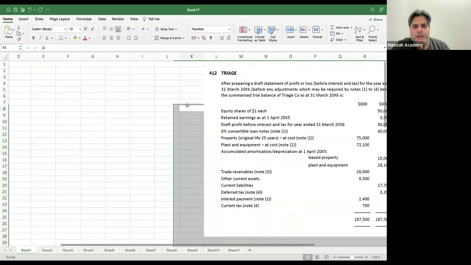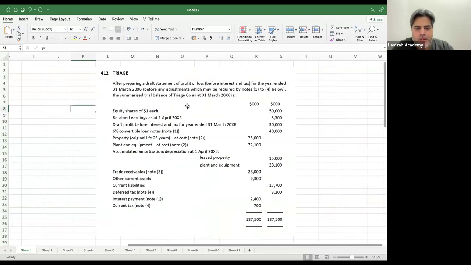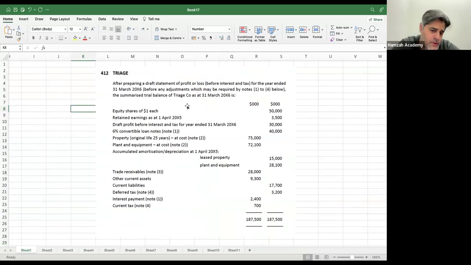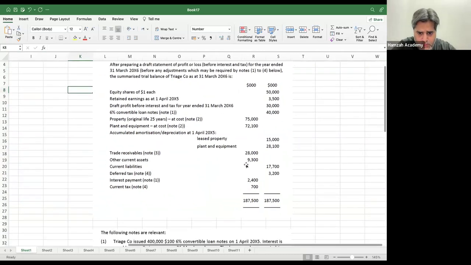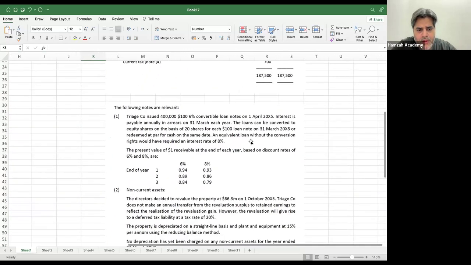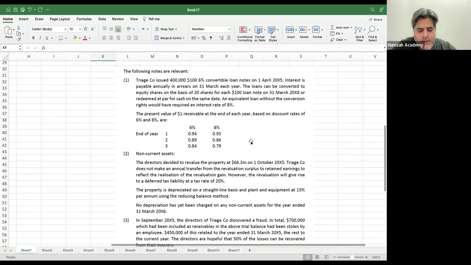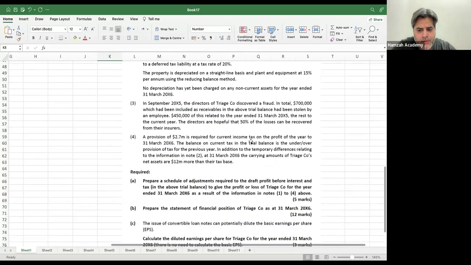So the first question at the moment is of Triage. After preparing a draft statement of profit and loss before interest and tax for the year ended 31st March 2026, before any adjustments which may be required, notes 1 to 4 below are given. So we have this trial balance over here, then the following notes, which are notes 1, 2, 3, 4.